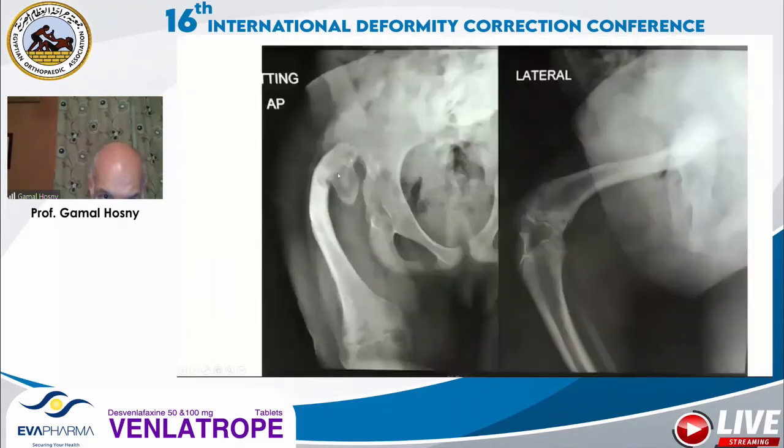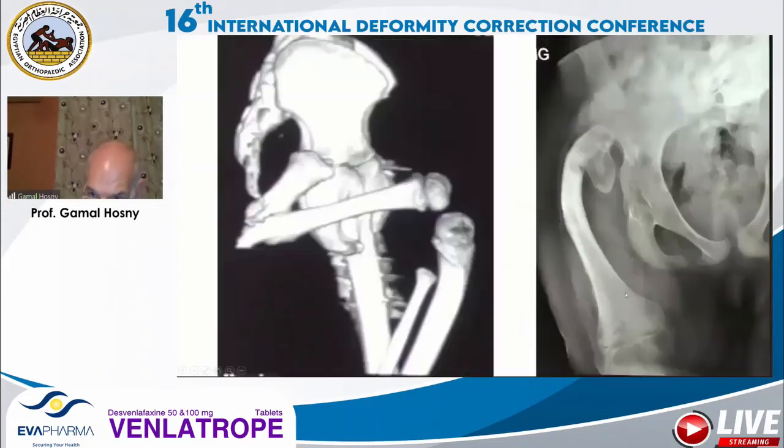And after 4 years, you see the length of the femur. And this is for pelvic support osteotomy afterwards. You see before and after.